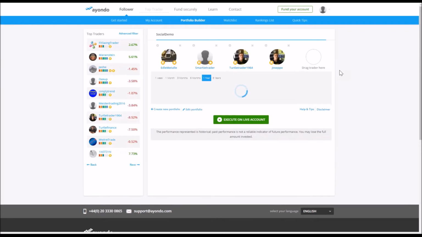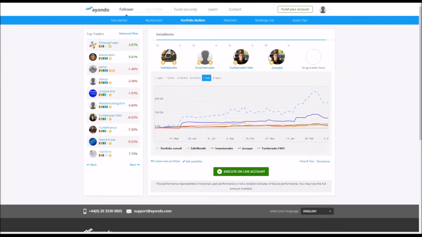So now I have my portfolio of traders. So far, this Giuseppe, I think, runs 2 different approaches. So that's why the photos are the same, but the names are the same. This is my portfolio I'm starting to build up now. So I've got 3 other traders in already: Turtle Trader 1964, Smarty Trader, and Edelmetall.